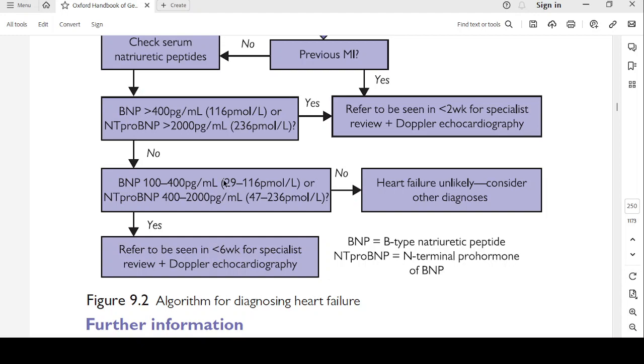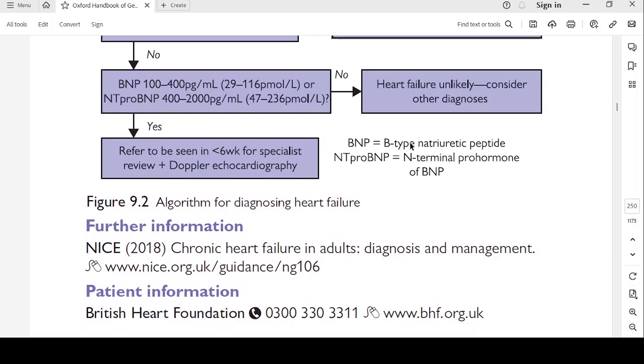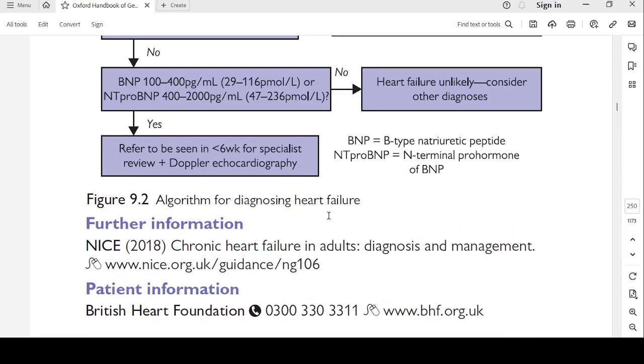And in case the BNP is normal, that is less than 100, or NT-proBNP is less than 400, then heart failure is unlikely. Consider other diagnoses. So BNP is B-type natriuretic peptide and NT-proBNP is N-terminal prohormone of BNP. This is the algorithm for diagnosing heart failure.